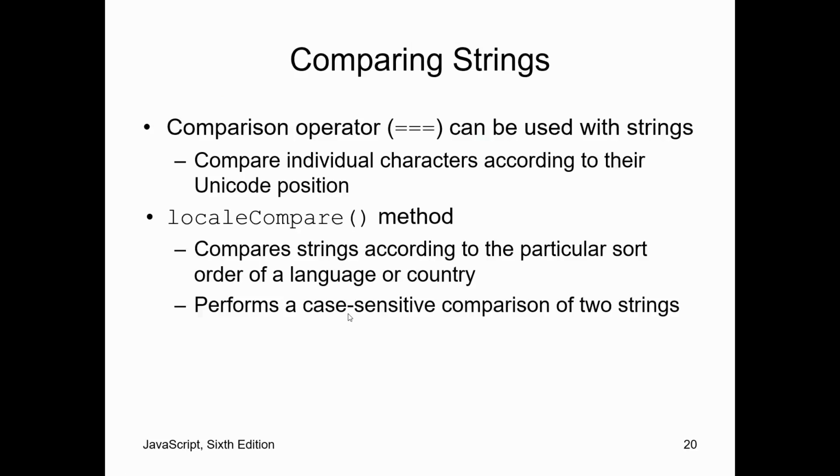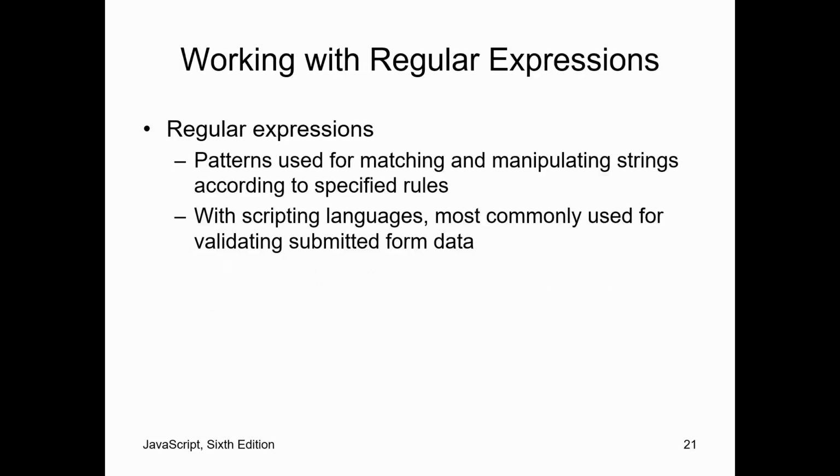Now, we've talked a little bit about comparisons before, and notice, again, if you want to compare two values, we looked at this in an earlier lecture, and you want to make sure that not only do they contain the same value, but they're the same data type, you don't use a double equal sign, you use a triple equal sign. All right, there's also a locale compare method, as you can see here, which compares strings according to whatever the order is for that particular country, that particular language.